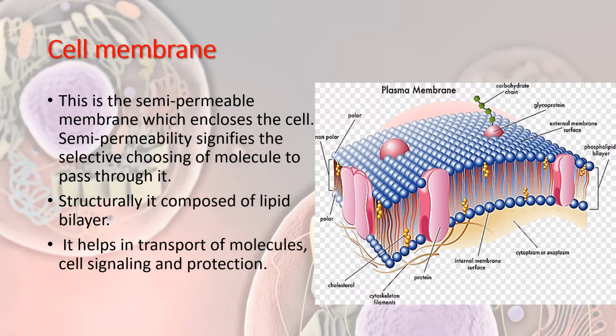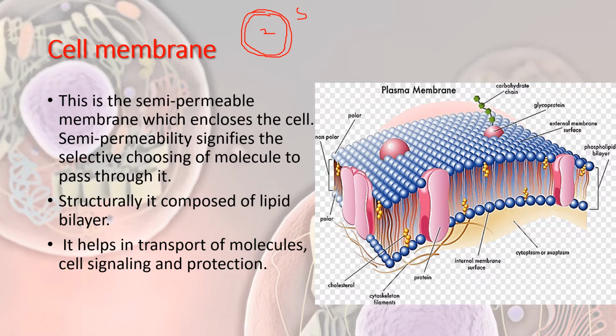Now, let's discuss all the components of a eukaryotic cell one by one. The first one is the cell membrane. It is also known as plasma membrane. Basically, it separates the interior of the cell from the external environment. Let me draw a cell. Suppose this is the cell membrane. What it does is separate the outer surroundings from the interior of the cell.